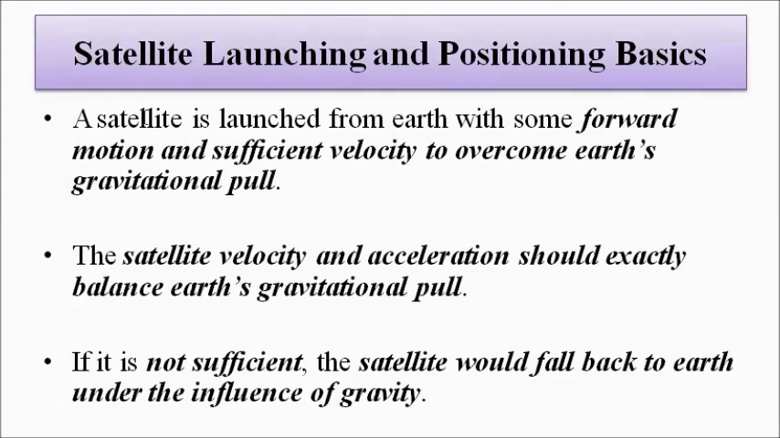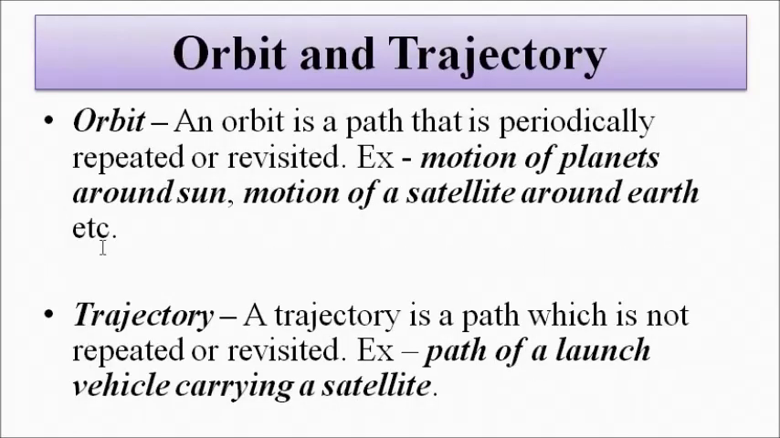path. So if the velocity, the forward velocity, the upward velocity is not sufficient, then it would not be able to escape the gravitational pull and it will fall back to the Earth's surface under the influence of gravity. And it has happened, the satellite launch failures, so that happens. Okay, so here we will try to establish a relationship between this launch velocity and how this launch velocity can affect the satellite path, the orbit.